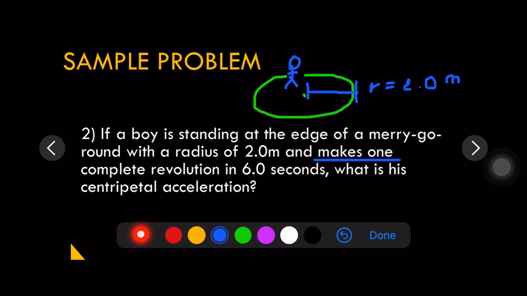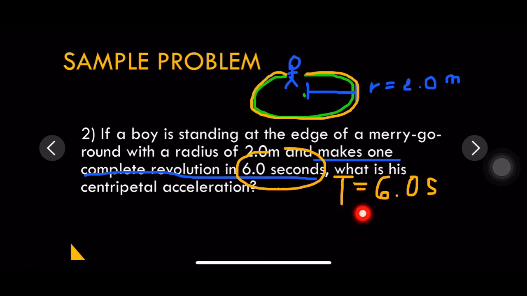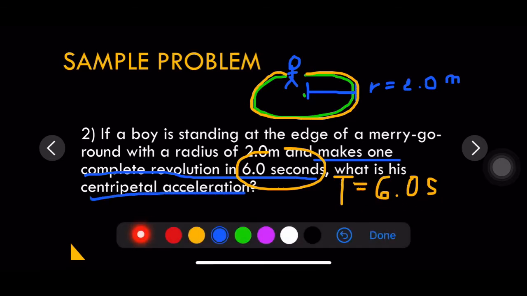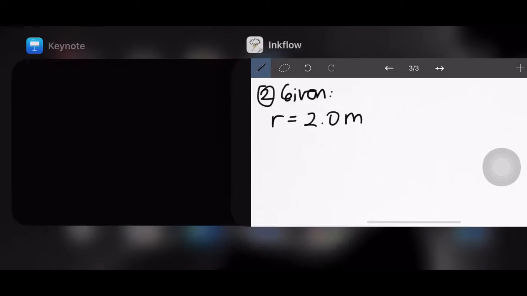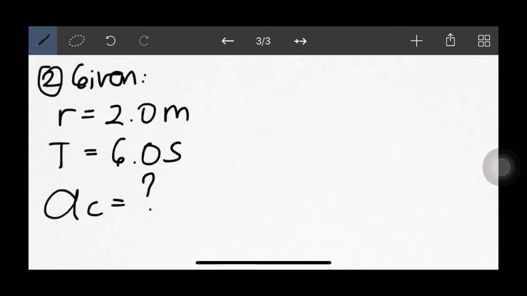It makes one complete revolution in 6.0 seconds. So in 6 seconds, the boy has completed one turn. This means that this is the time at one revolution. Again, capital T is the time at one revolution, the time to complete one whole circle. We're going to solve for the centripetal acceleration, AC. Given: the radius of 2.0 meters and the time to complete one revolution, 6.0 seconds.